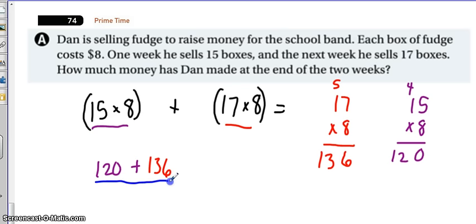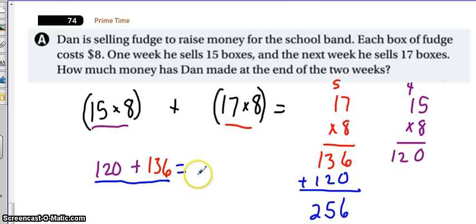Okay, so to find the total of those, we're going to add them together. So we're going to do it together. All right, so I'm going to use this number and move it over here. So we're going to add 120 together, okay, and 6 plus 0 is 6, 3 plus 2 is 5, and 1 plus 1 is 2. Okay, so Dan earned $256 in those 2 weeks. Okay, so we had to label our answer once we had it. And that way it identifies what that answer means.